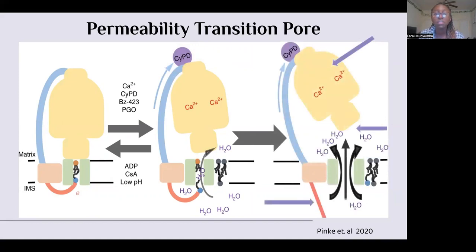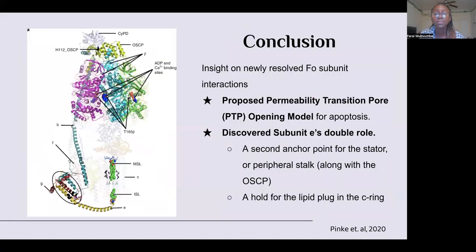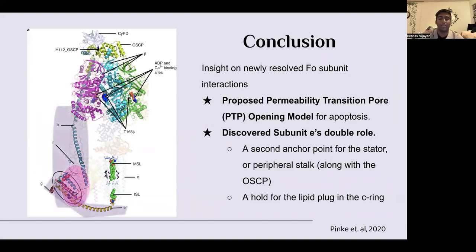Water would then rush out of the matrix and further disrupt the buried hydrophobic core of the C ring. Resolving this structure allows for ATP synthase data interpretation, as the researchers were able to propose a PTP model for apoptosis and show that subunit E's double role is the second anchor point for this data, along with the OSCP's double role as a hold for the lipid plug in the C ring.